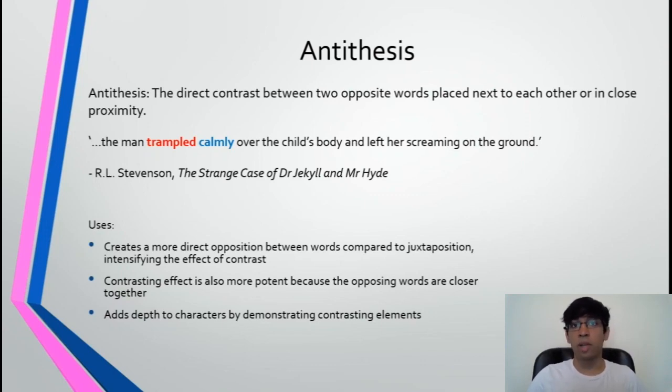So to trample calmly, we see the antithesis in itself, but we can also infer that he doesn't have the same feelings of guilt or remorse that a normal human would. In this sense, we start to build up our understanding of an initially mysterious character, and Robert Louis Stevenson is using two simple words and putting them together to really build up our understanding and develop the character that he's made. So that's all for now.